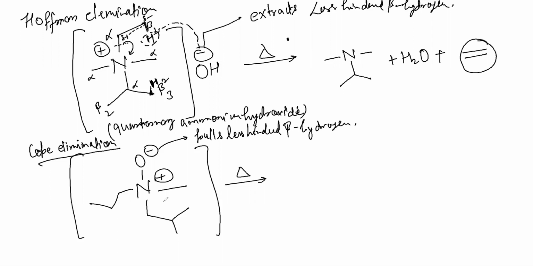Let's see. So here, with respect to this nitrogen, this will be again alpha. This will be alpha. This will be alpha. But as I said, it is not about alpha. It is about beta. So this is beta. This is beta. There is no other beta. This is one beta hydrogen. This is another beta hydrogen. So tell me, beta hydrogen 1 and beta hydrogen 2, which is least hindered? Beta hydrogen 1 is least hindered, sir. So this O minus will pull this H.